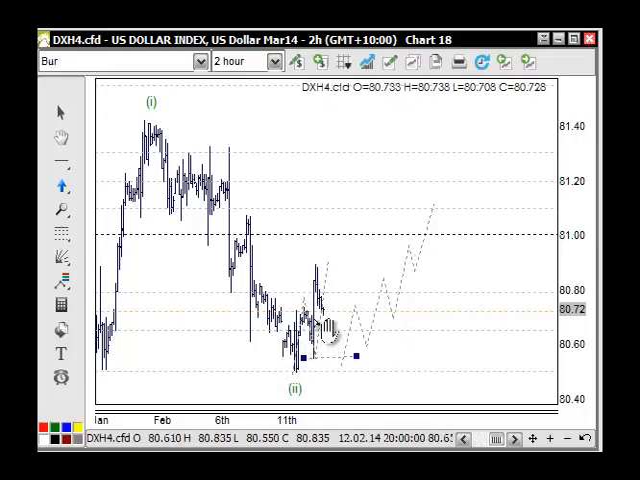But at the moment it's in three waves, which is corrective, and if that's the case, then we'll see further downside to come from here. So we just need to allow it to unfold a little further, and then once we know what we've got, then we know what direction to take. And this is the same for the euro as well.